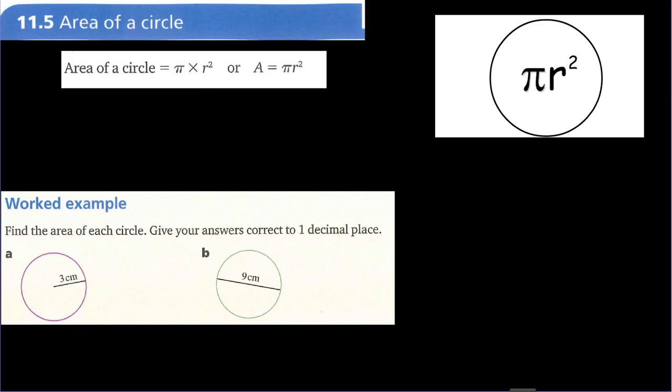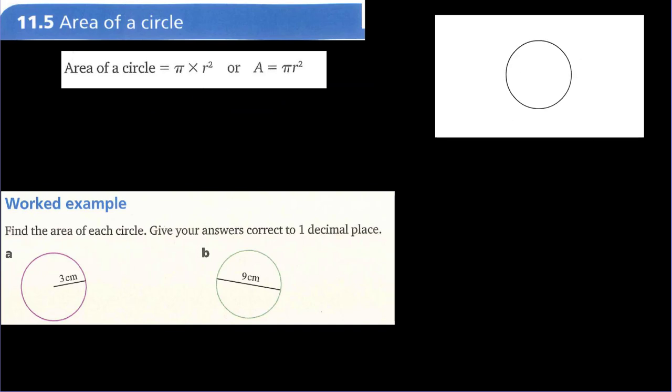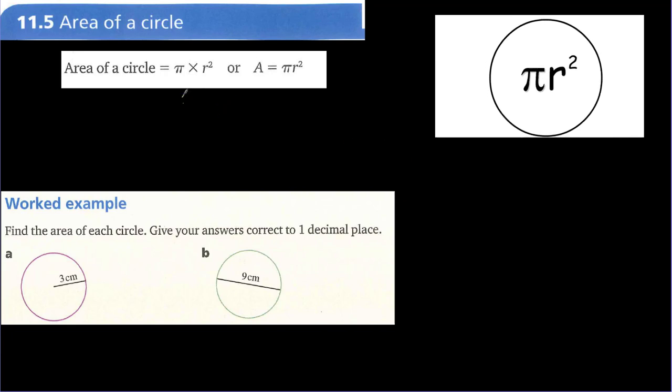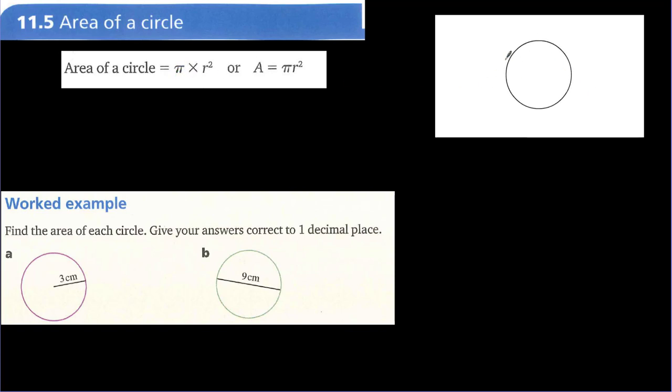Hi dear students, we are starting a new video about the area of a circle, and we are going to learn how to find the area of the circle. As you know, the formula is pi r squared. It's also shown here in this video. I'm going to try to explain how to find the area of the circle.